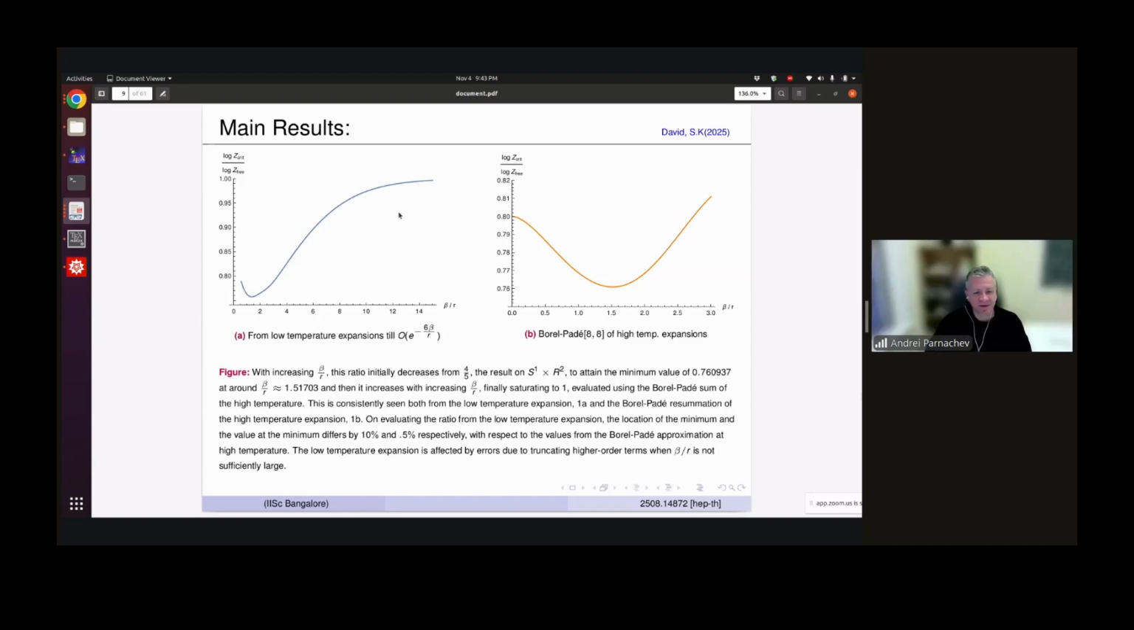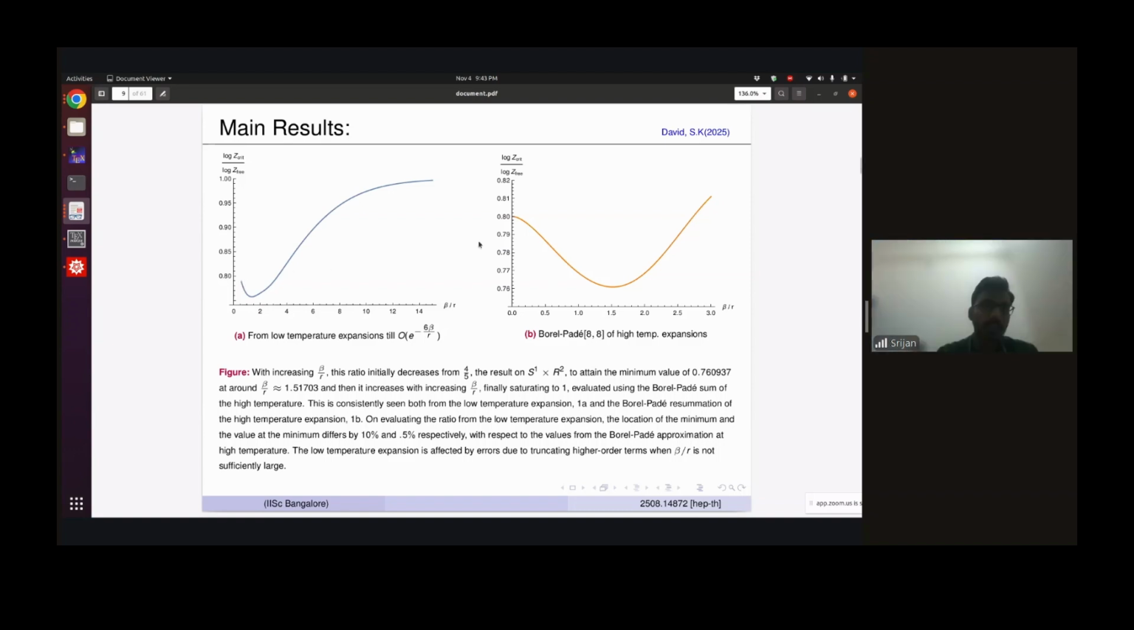Why does it make sense for small beta? In small beta it will not be a very good approximation, but in this region it should be a very good approximation. But it looks like it goes to 0.8 for small beta. Actually it has errors. I will show that the graphs go very close to beta over r equals 0, and it goes to the right values.